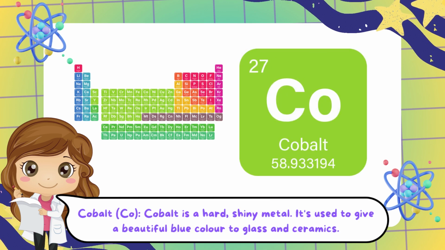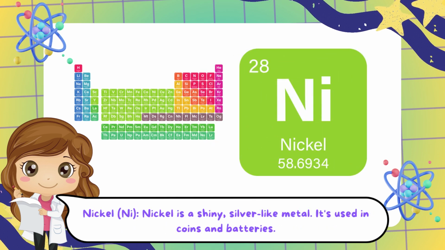Cobalt, Co. Cobalt is a hard, shiny metal. It's used to give a beautiful blue color to glass and ceramics. Nickel, Ni. Nickel is a shiny, silver-like metal. It's used in coins and batteries.